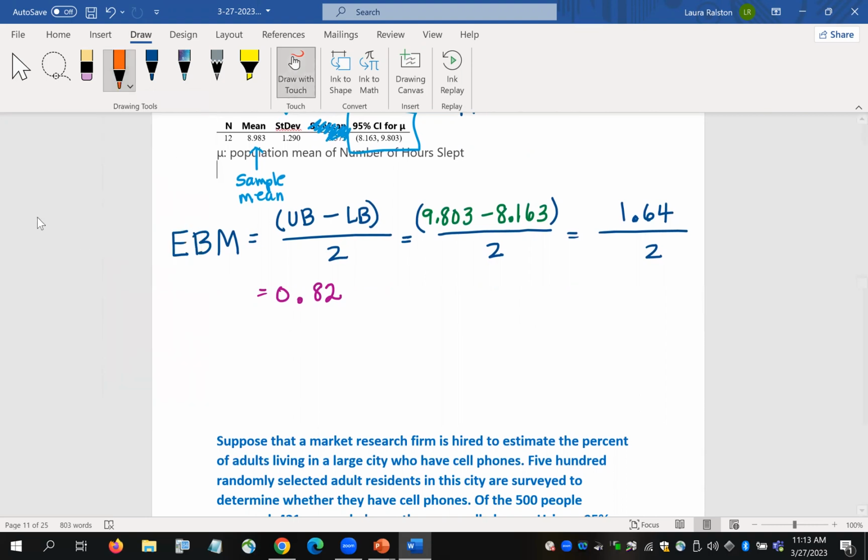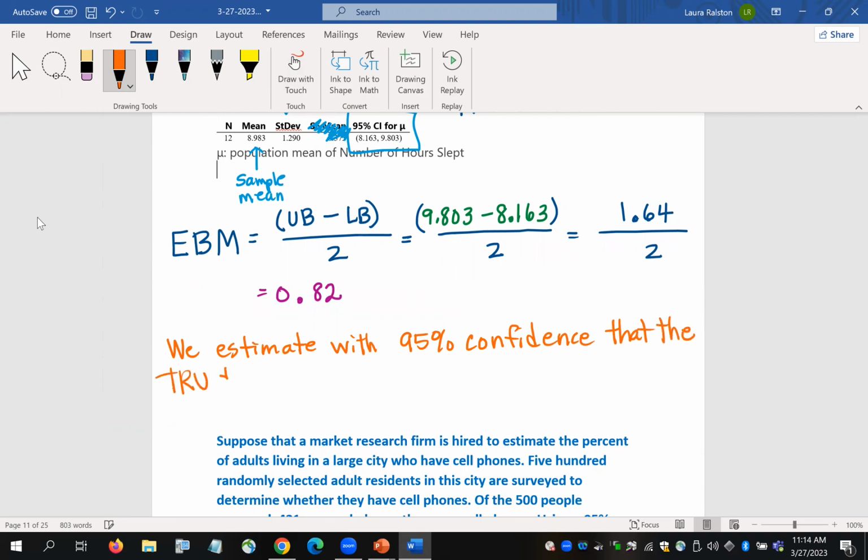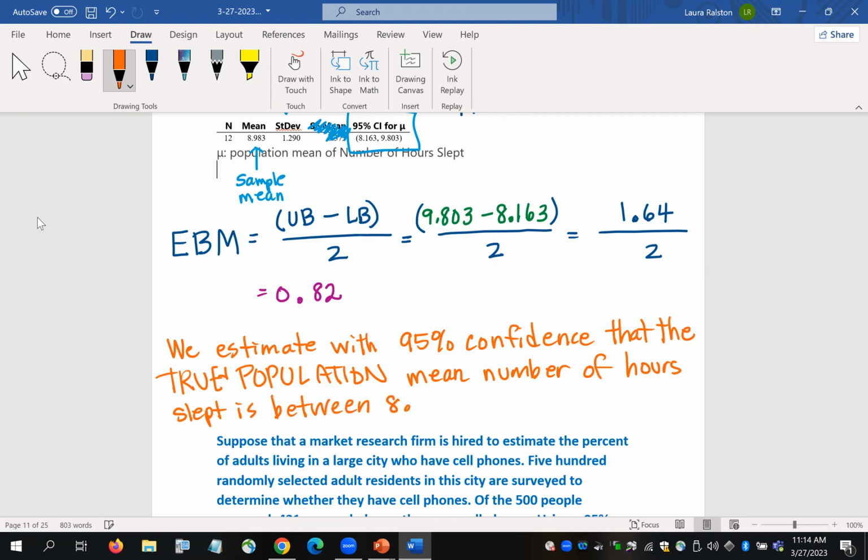The last step is to write the conclusion. And we say, we estimate with 95% confidence that the true population mean number of hours slept is between 8.163 hours and 9.803 hours.